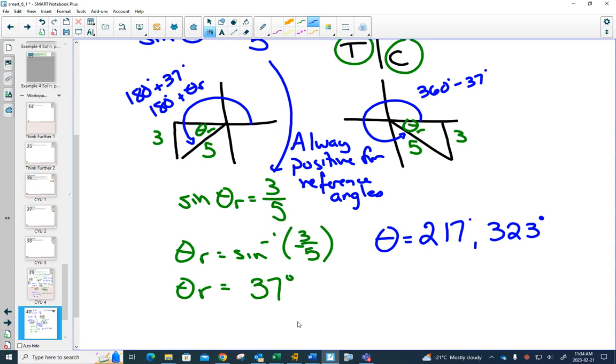Questions for practice on this one? 9, 10, and 11.